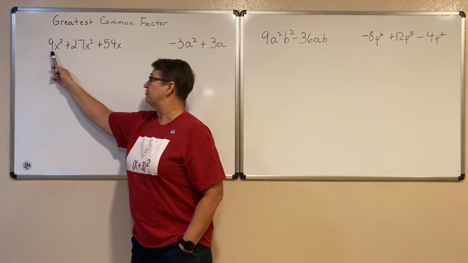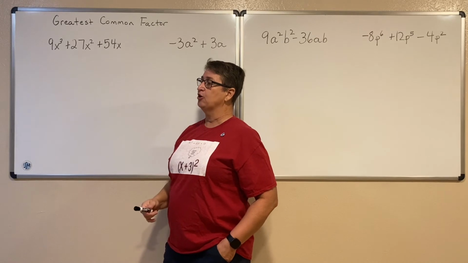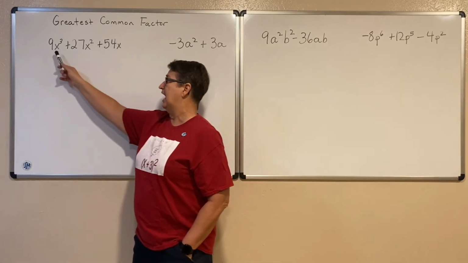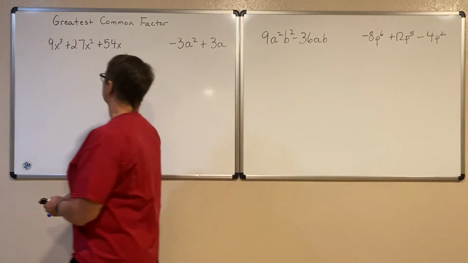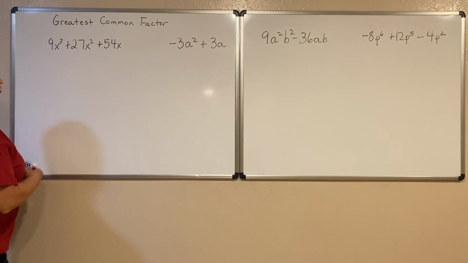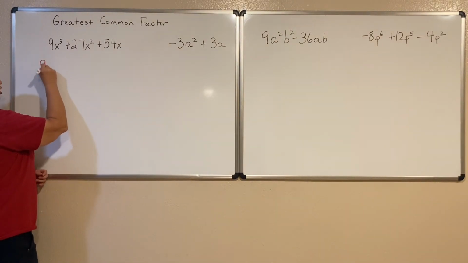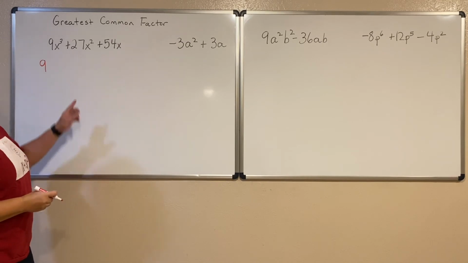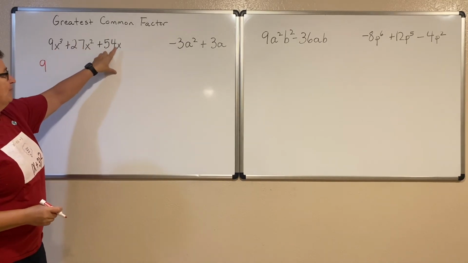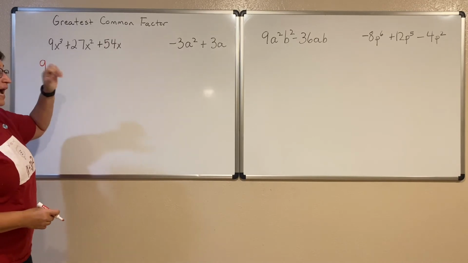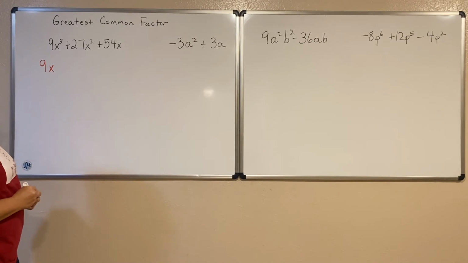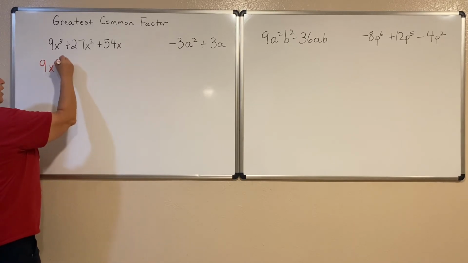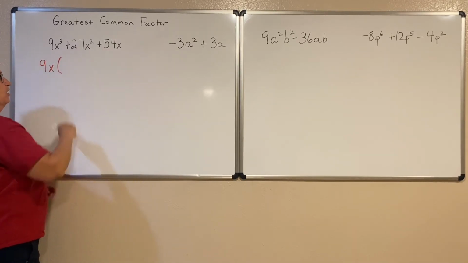That's the biggest number that goes into every single term. If I look at these three terms, I notice that a 9 goes into all three of those numbers. So 9 is my greatest coefficient that's going to go into all three. Then I also notice that all three of them have an x, so I can factor out an x from all three as well. Now, when I divide out that 9x, that's our greatest common factor.